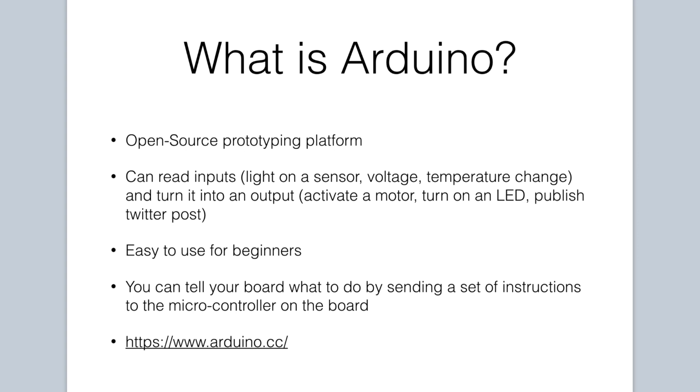By prototyping, we mean that it can be used to rapidly build and prove out ideas for electronics projects. The Arduino can also read inputs such as light from a sensor, voltage differences, temperature changes, etc., and convert these measurements into an output performing tasks such as activating a motor, turning on an LED, and even publishing a tweet out to Twitter. It is easy to use for beginners and can be used by electronics hobbyists, makers, Internet of Things engineers, or even entrepreneurs as a means to quickly try out their ideas.